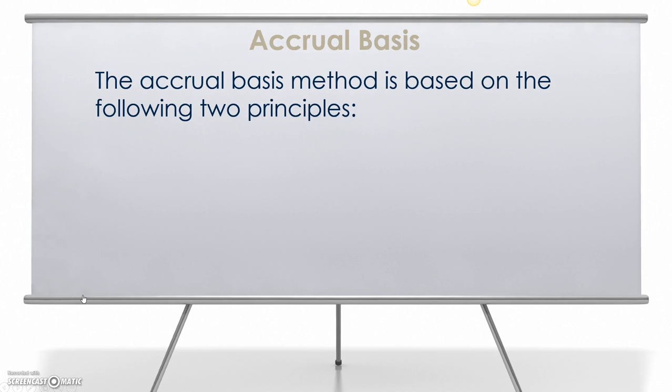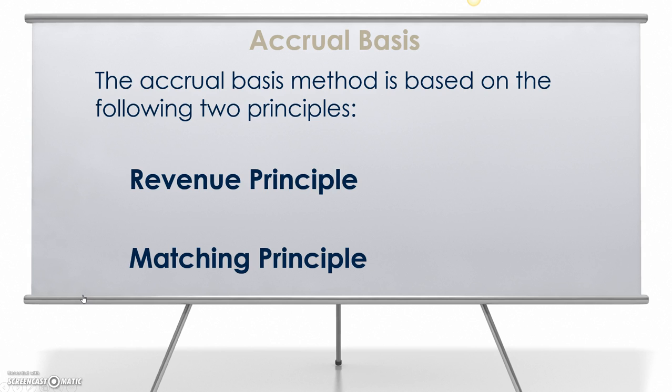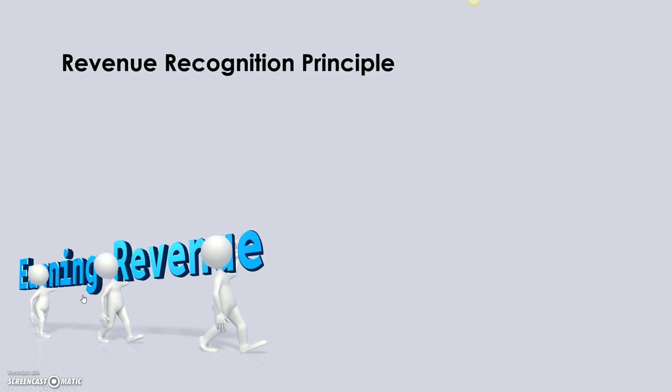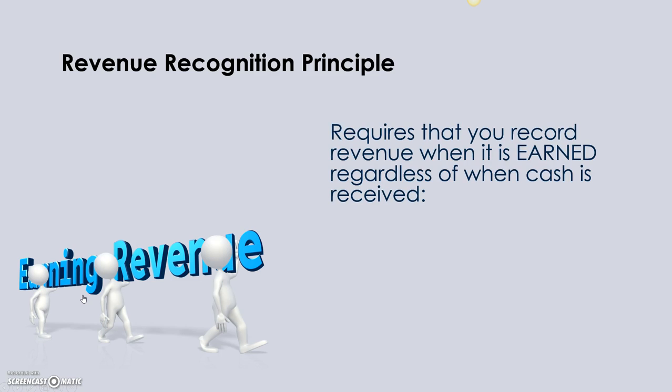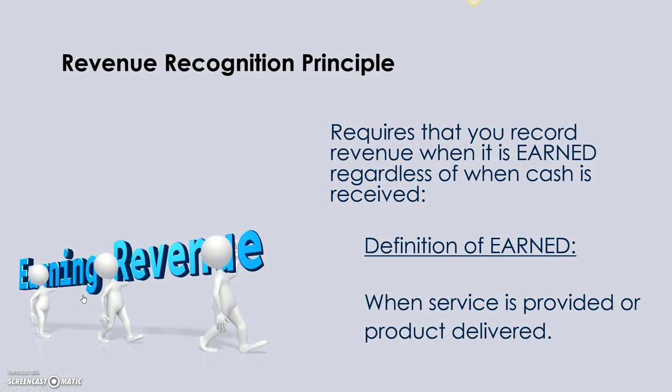There are two major accounting principles underlying the accrual basis. The first one is what we call the revenue principle, or sometimes referred to as the revenue recognition principle. And the second one is the matching principle, which we've already discussed. Let's talk a little bit about the revenue recognition principle. This principle requires that you record revenue under accrual basis form of accounting when it's earned, regardless of when cash is received. So this principle often raises the question of when revenue is actually earned.